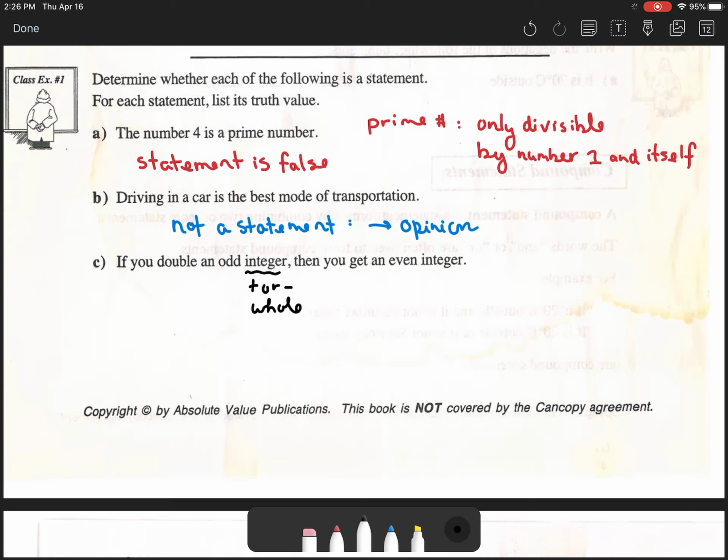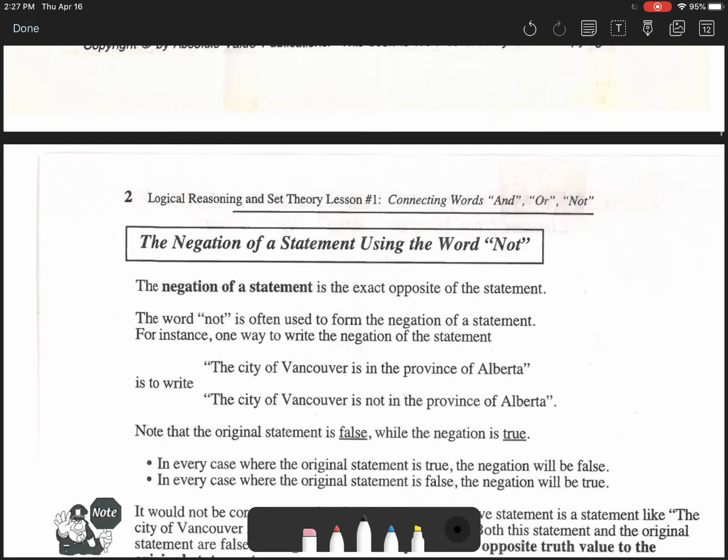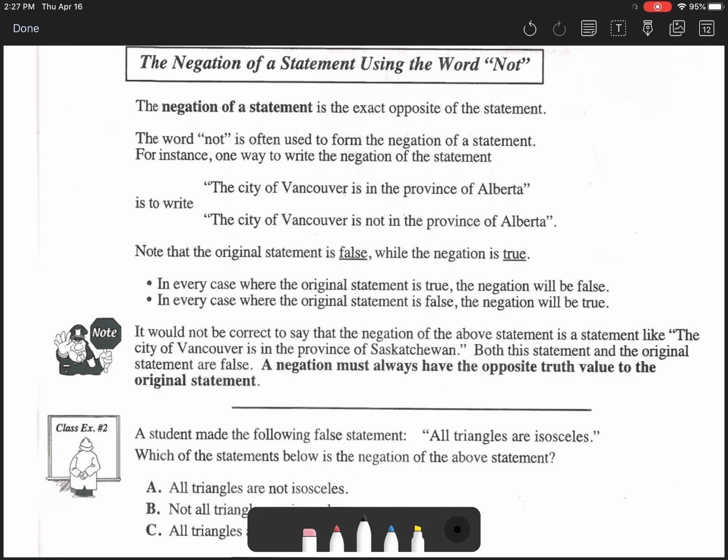And then the third one here, if you double an odd integer, and again, please remember an integer is a positive or negative whole number, that's what an integer is. So if you double an odd integer, then you get an even integer. We can take any odd number that we want, and if we double it, we will get an even number. So this is a statement somebody's making, and this time it is true. Hopefully statement, opinion, question, those things are clear in your mind. And again, any questions, just email me.